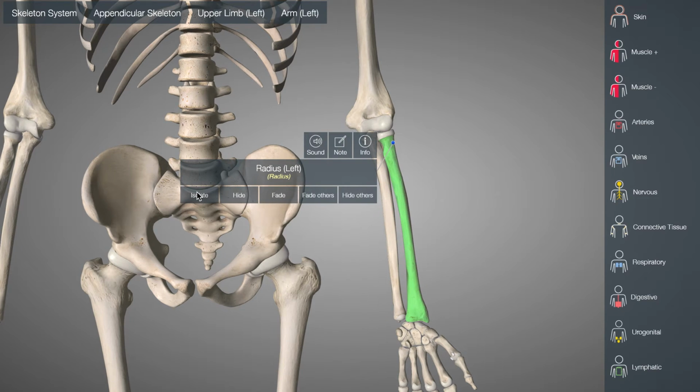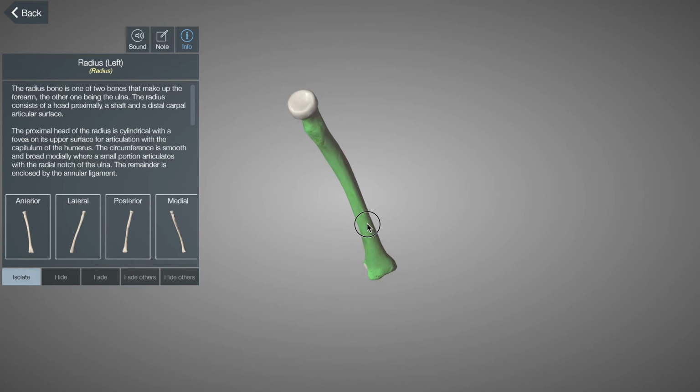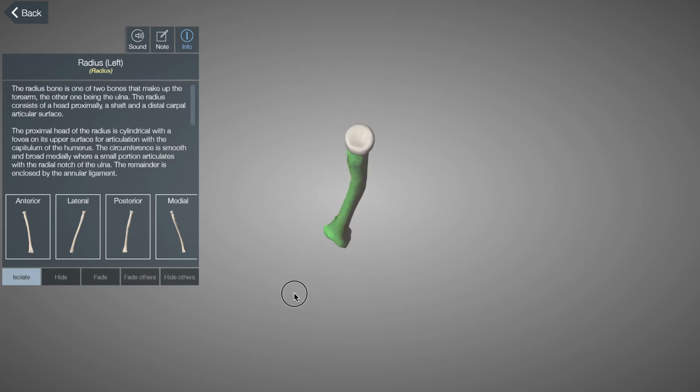Okay, let me go ahead and isolate the radius right over here. The radius is really cool, and if I have it in a practical, I can tell it apart really easily because if I look at the head of it, it's almost a perfect circle. And you think of radius, you always think of a circle. So that's pretty easy to look at, if you ask me.